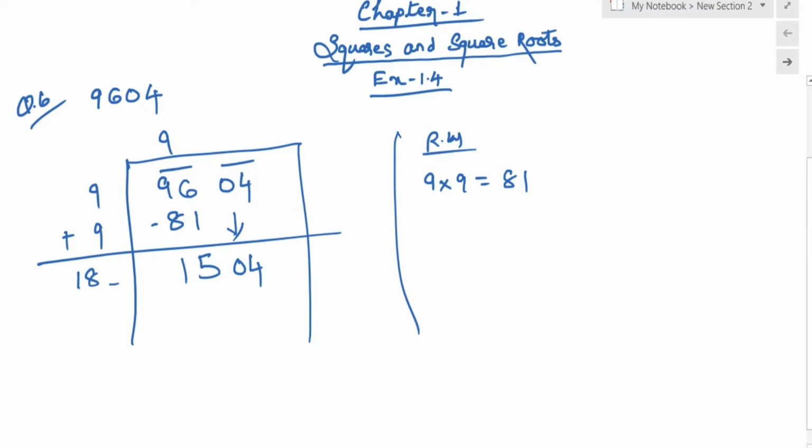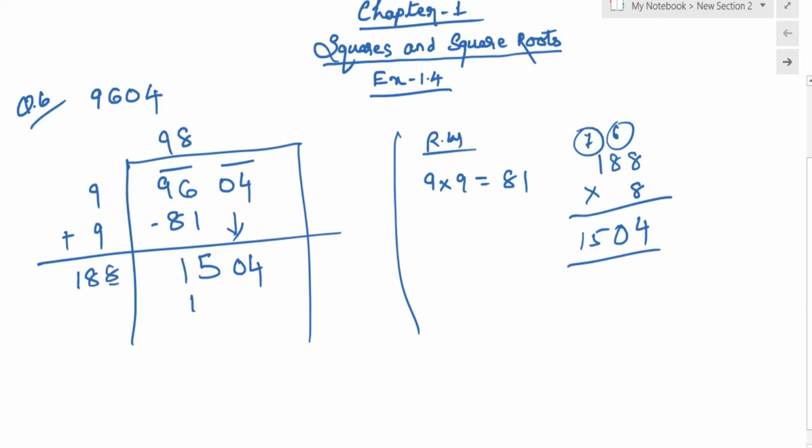Now we know that 182 into 2 will not be sufficient for this. Another we will be having 188 into 8, because 8 8s are 64 and we can get 4 in the ones digit. So 8 8s are 64, again 8 8s are 64, 64 plus 6 is 70, 8 ones are 8 plus 7 is 15, so we are getting the exact value. So 188 into 8 is 1504, remainder is 0, so the square root value of 9604 is 98.